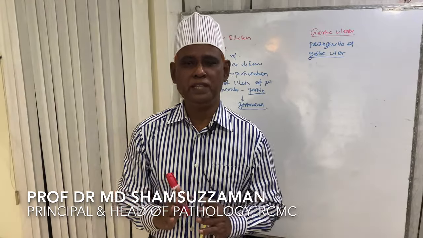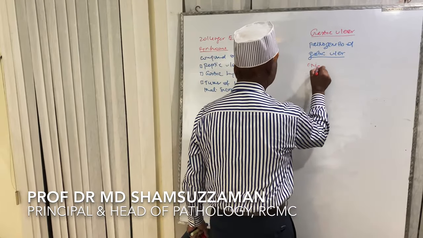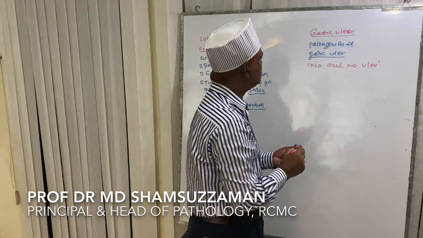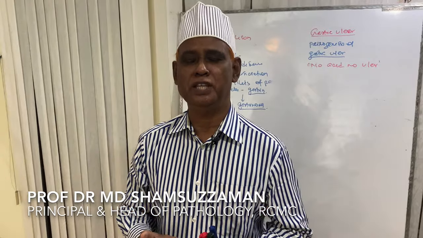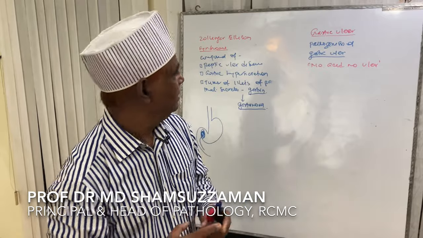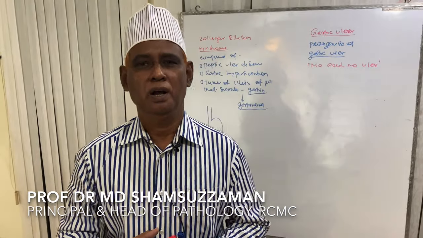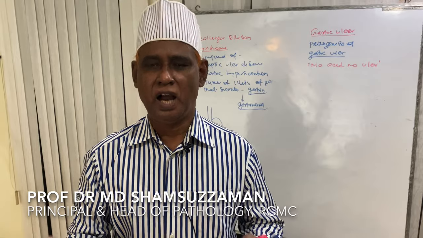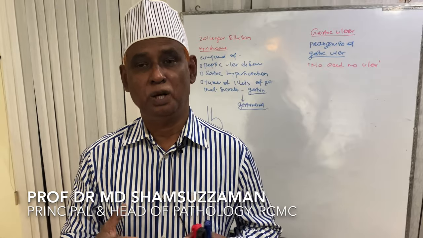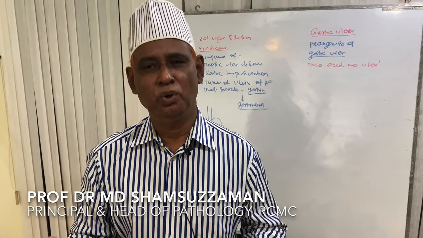We know, no acid, no ulcer. No hydrochloric acid, no ulcer. What it means is, if gastrointestinal mucosa is not exposed to hydrochloric acid, there will be no peptic ulcer. Gastric ulcer is associated with normochlorhydria, hypochlorhydria, or hyperchlorhydria. But gastric ulcer or peptic ulcer is not associated with achlorhydria. It means no acid, no ulcer.